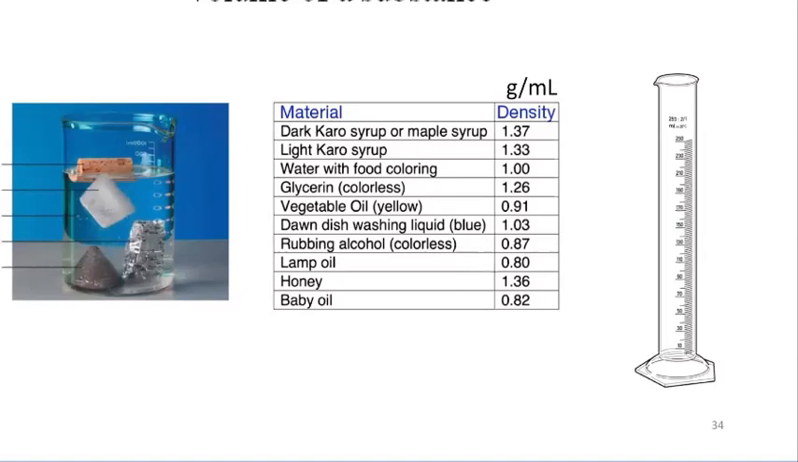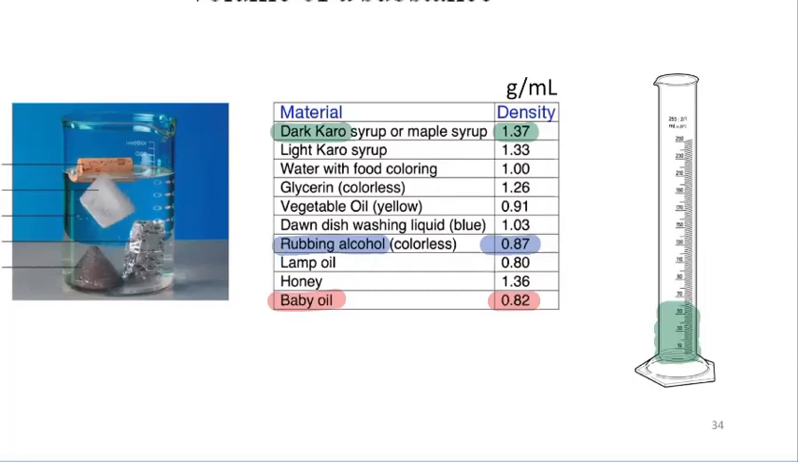Let me select things that are not interacting with one another. Let's do baby oil, rubbing alcohol, and dark carob syrup or maple syrup, okay? If I need to stack them here based on their densities, what's going to be the one in the bottom? Dark, yep, the carob syrup. That's what's going to be here because it's the most dense.